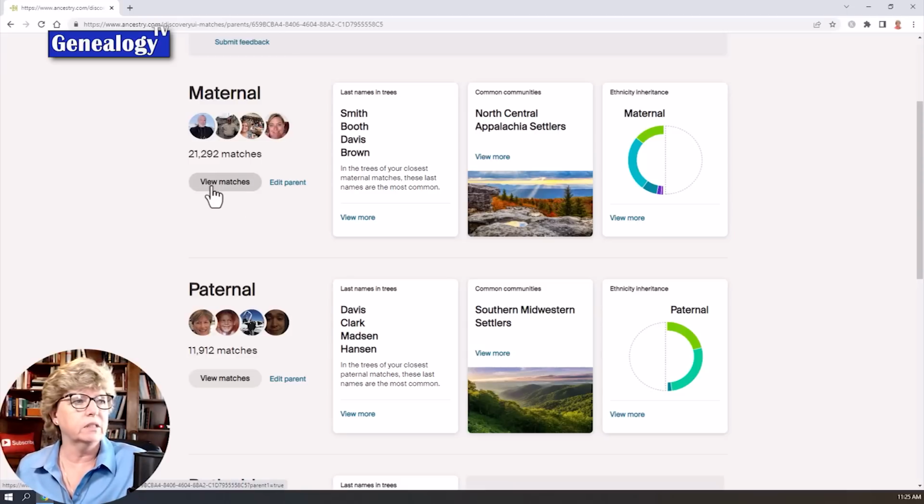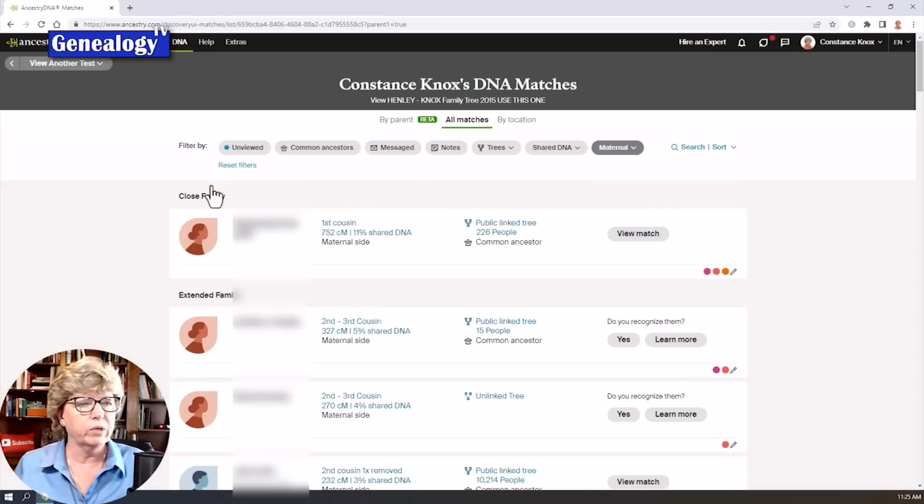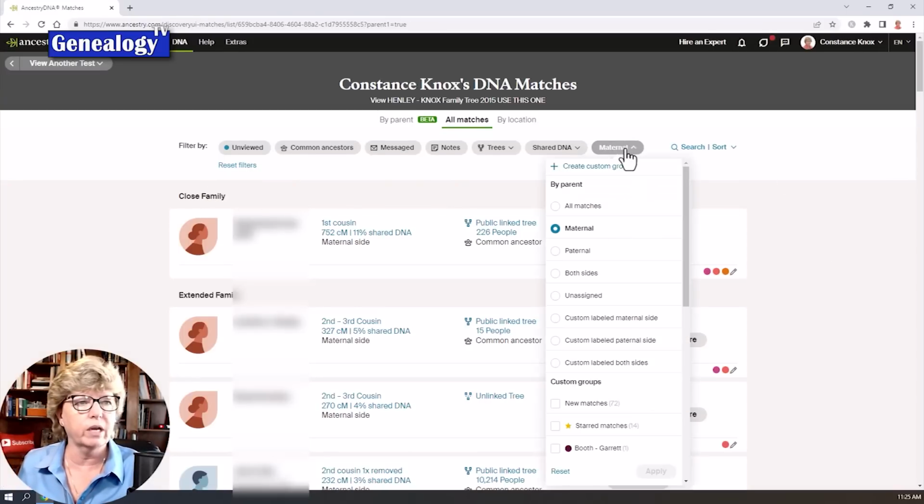And so what's nice is we can go ahead and take a look at the cousin matches. When we do, we can now see that this list of cousin matches is already grouped by the maternal side because I had clicked on the maternal button on the previous page.